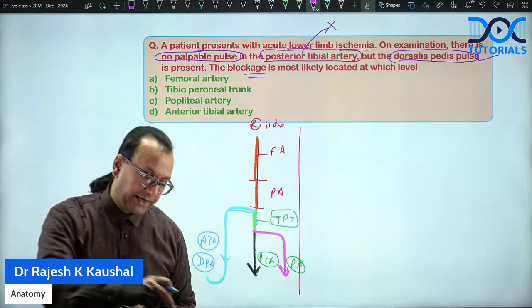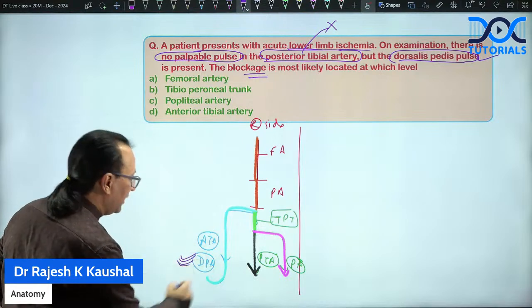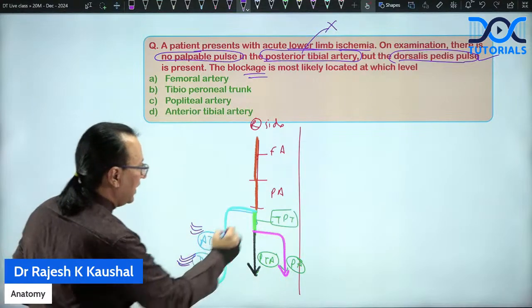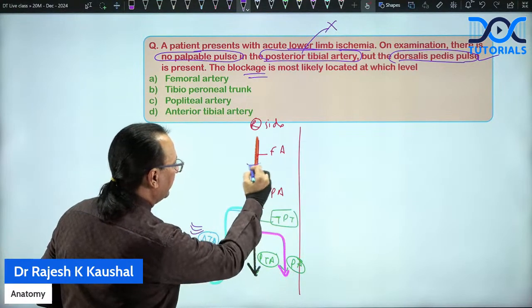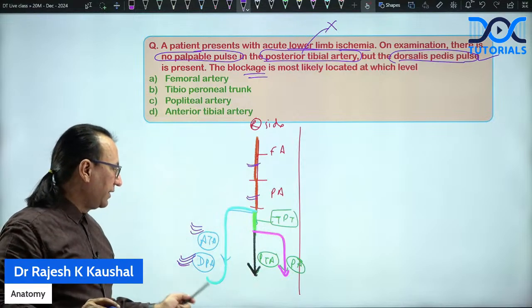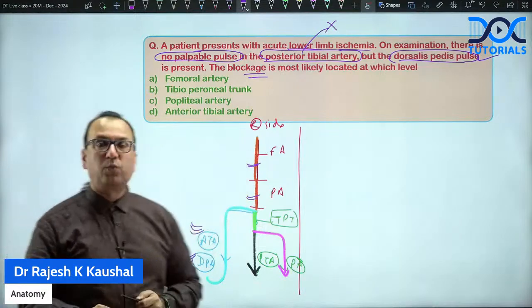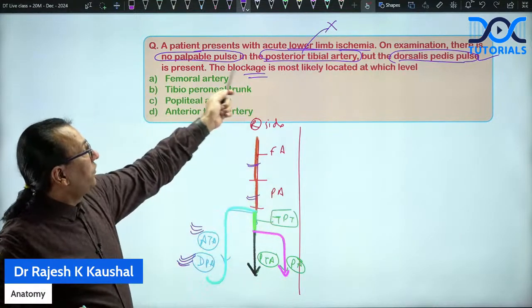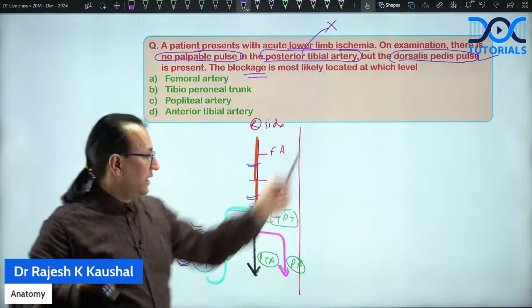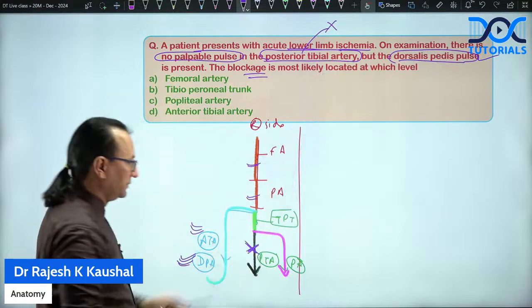Now, what the case is? Case is dorsalis pedis artery is working. That means anterior tibial artery is working. That means popliteal artery is working, femoral artery is working. One thing clear. If dorsalis pedis artery is working, anterior tibial artery is working, popliteal artery is working, femoral artery is working, then which one is blocked? I cannot find pulse in posterior tibial artery. If you cannot find pulse in posterior tibial artery, then where is the block?